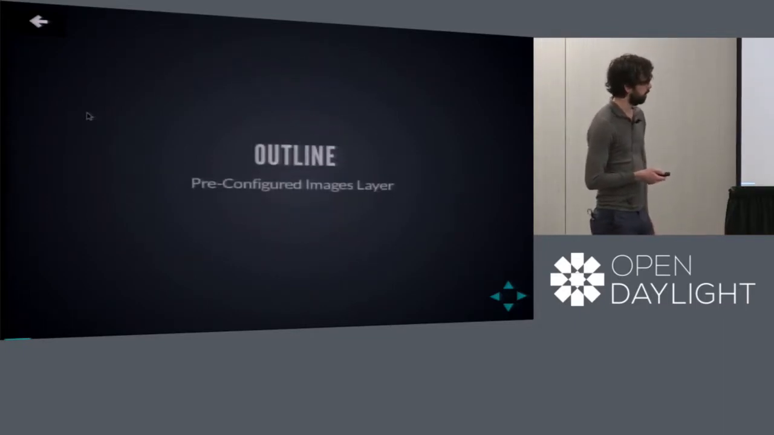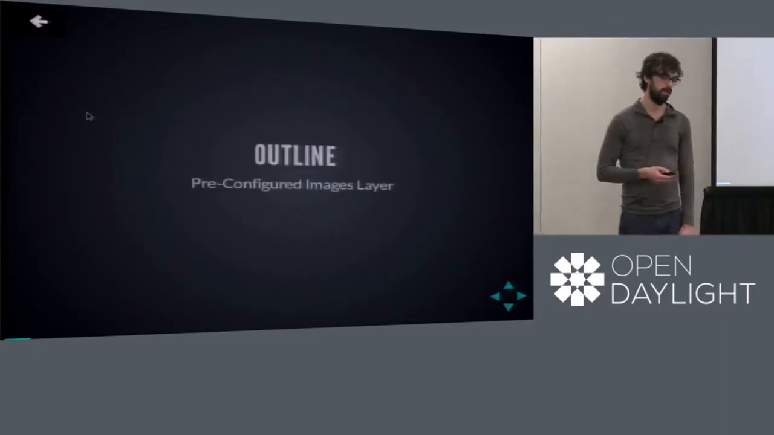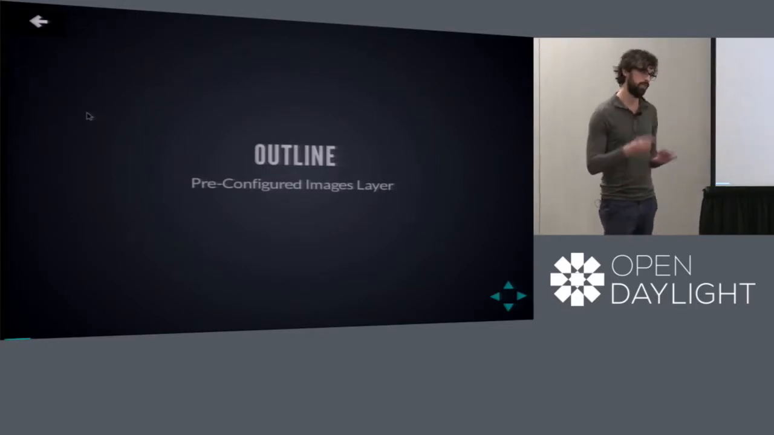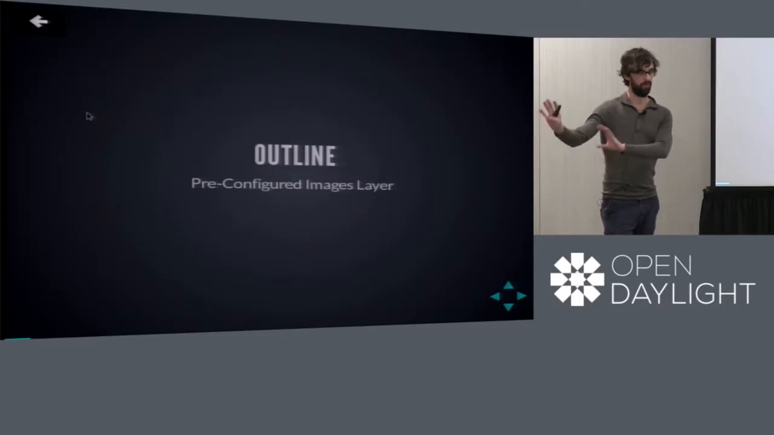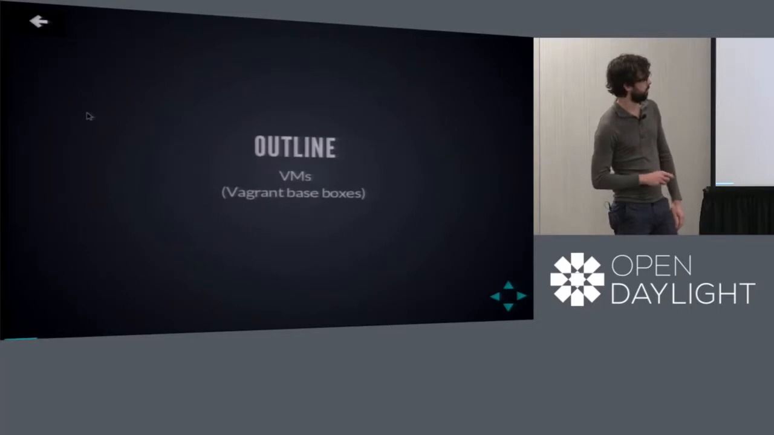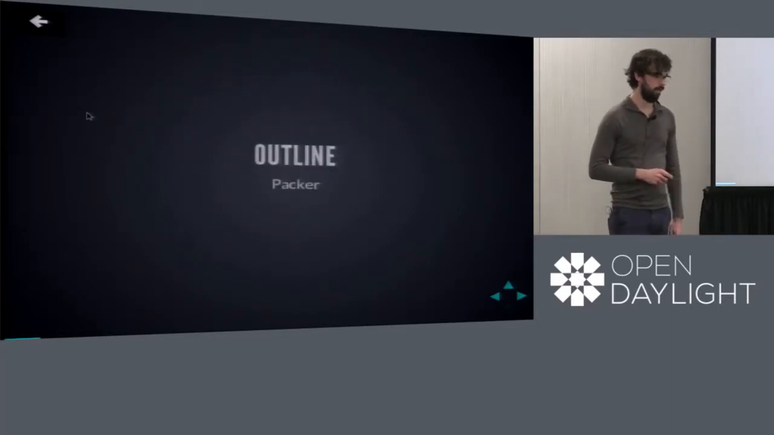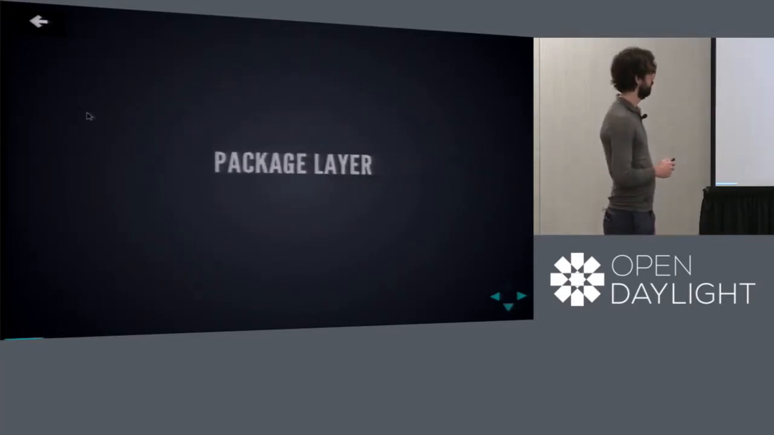And then the third, top layer is the pre-configured images layer. Those consume both the packages and the config management to create a final, well-configured artifact that comes out the other end of the pipeline, like a Vagrant base box or a Docker container. In the opposite order, all of those are built with a tool called Packer, which we'll talk very briefly about.